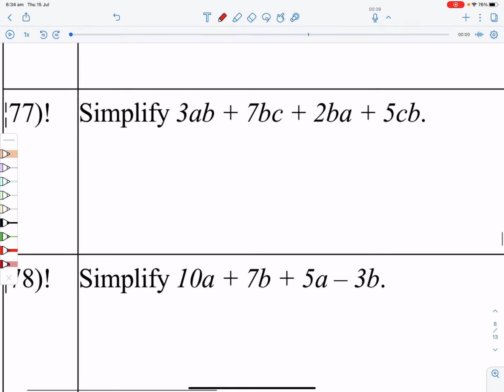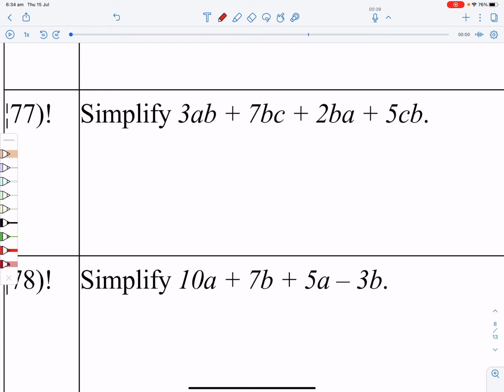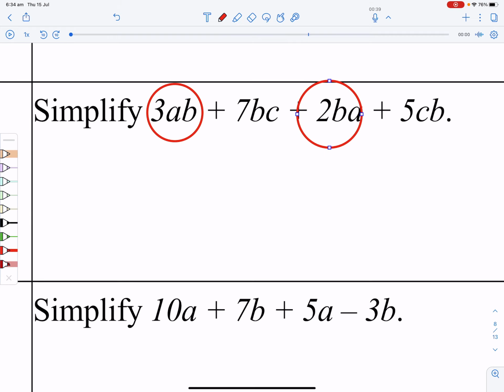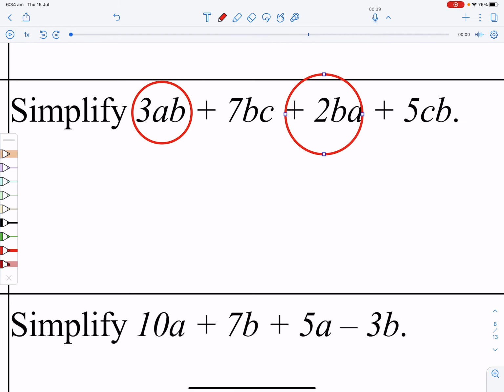Let's do question 77. How many terms do you have? You've got 1, 2, 3, 4 terms. Let's circle the like terms. So 3ab is like terms with the 2ab over here. Okay, those two are like terms.